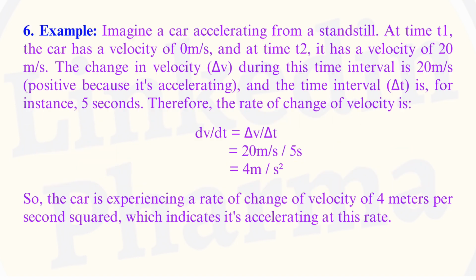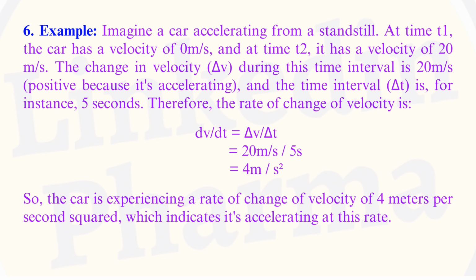6. Example. Imagine a car accelerating from a standstill. At time t1, the car has a velocity of 0 meters per second, and at time t2, it has a velocity of 20 meters per second. The change in velocity, delta v, during this time interval is 20 meters per second, positive because it's accelerating, and the time interval, delta t, is, for instance, 5 seconds.